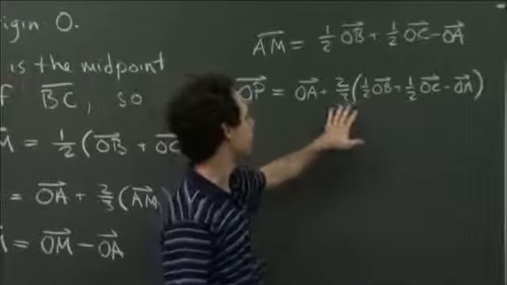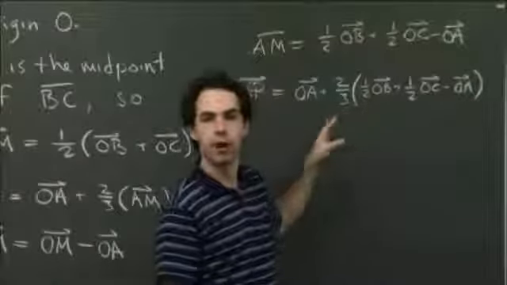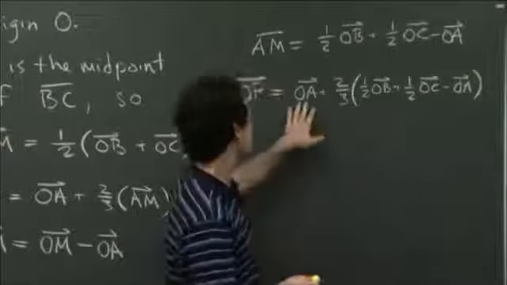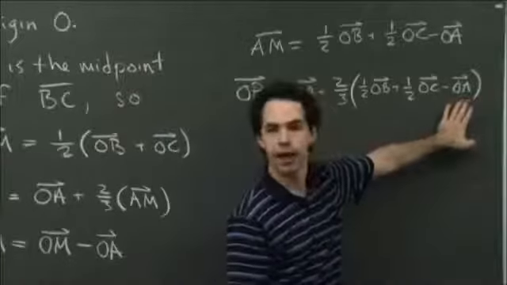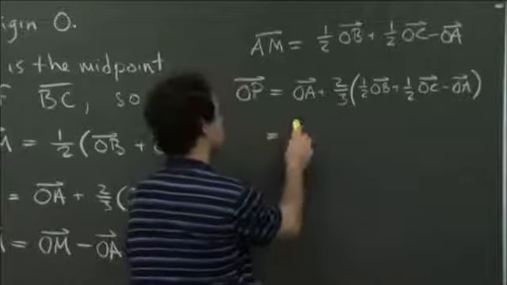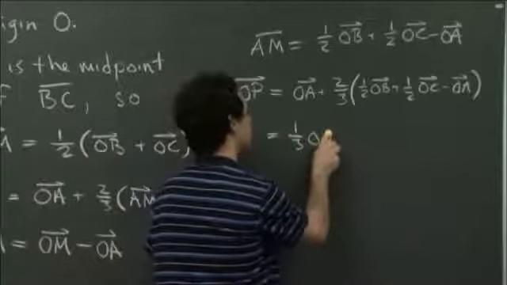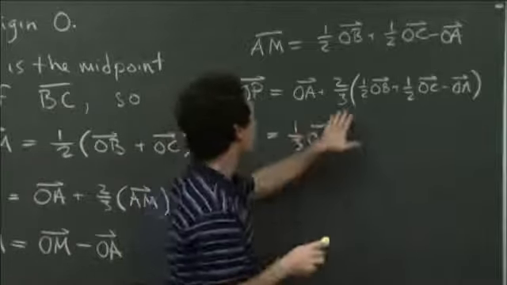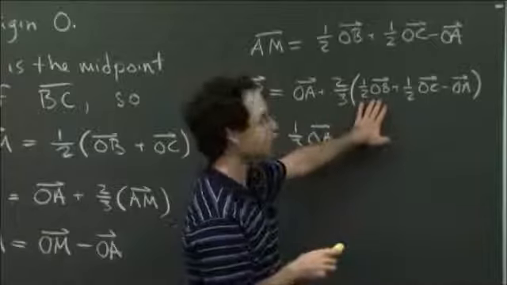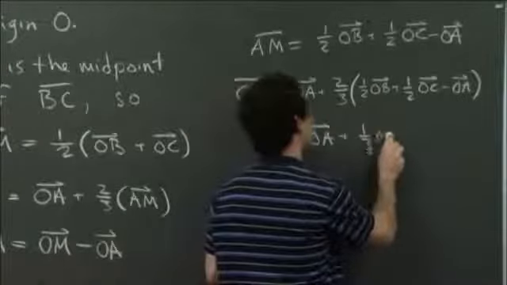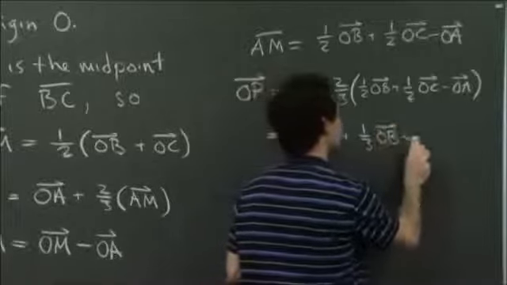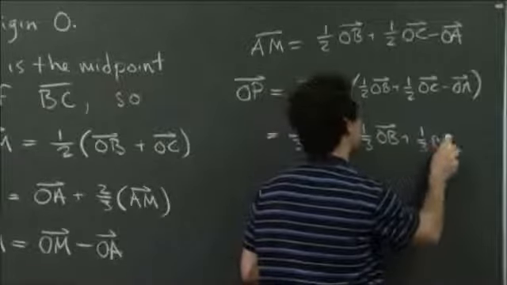Okay, and so now you can multiply this 2/3 in, just distribute the scalar multiplication across the addition there, and then we can rearrange. We'll have two terms involving OA, and we can combine them. So we'll see we have a plus OA minus 2/3 OA. So that's going to be equal to 1/3 OA. And then we have 2/3 times 1/2 OB. So that's plus 1/3 OB plus 1/3 OC.